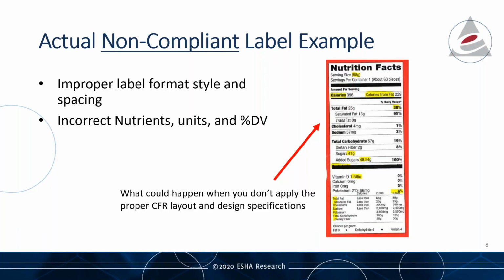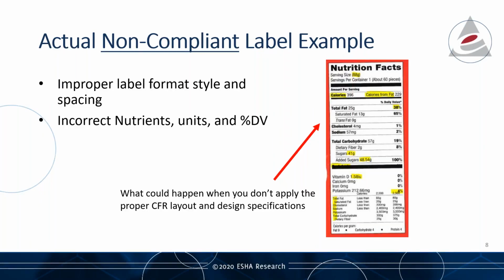The indications that this label here is trying to be a 2016 label are the inclusion of added sugars, vitamin D, and potassium. And with that in mind, it's not compliant to mix components of the 1990 and the 2016 regulations. So calories from fat is not allowed on a 2016 label. We would expect calories to appear in that much larger, bolder font size for a 2016 label.